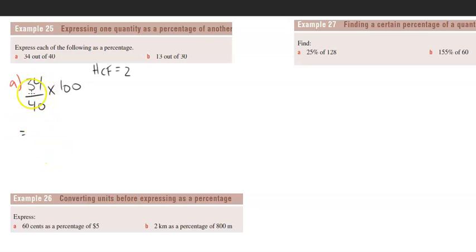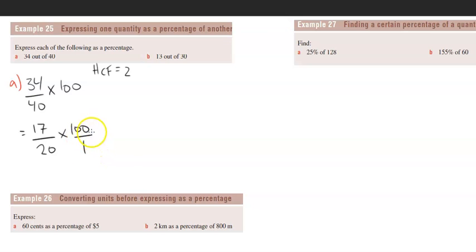So how many 2's go into 34? This would be 17. And how many 2's go into 40? 20. So we'll rather do 17 over 20 as opposed to 34 out of 40. It's still the same fraction equivalence. We're just simplifying it, so the math behind it will be easier.